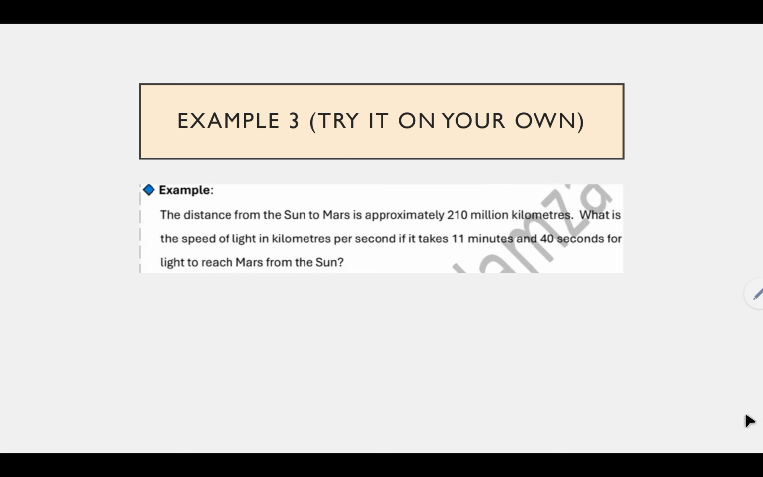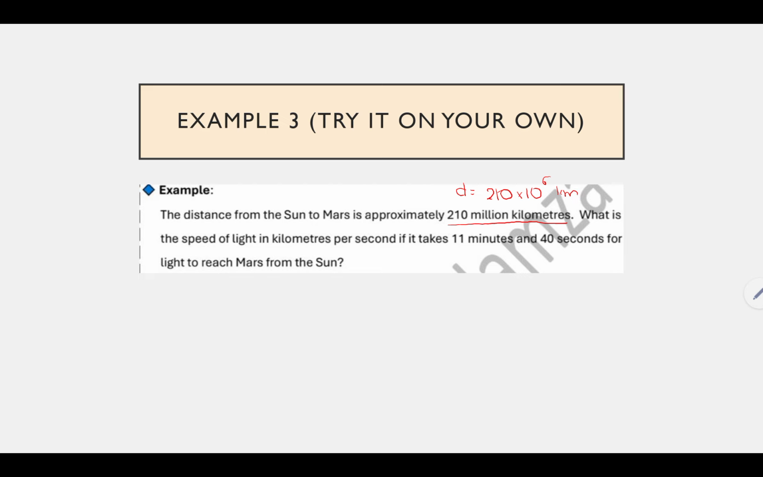Let's move on to the next example. The distance from the Sun to Mars is approximately 210 million kilometers. That's my distance. I want you to remember that they said million, so I will do 210. A million has how many zeros? 6 zeros. So I will multiply times 10 to the power of 6. That will make it easier.